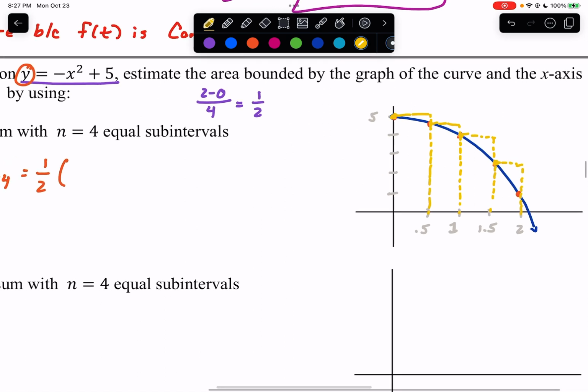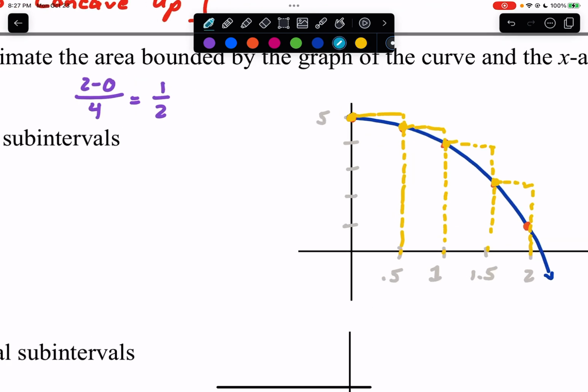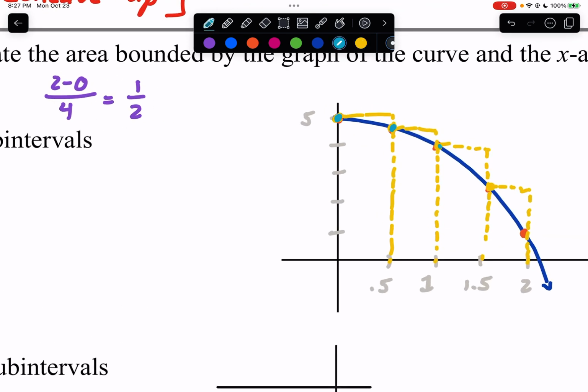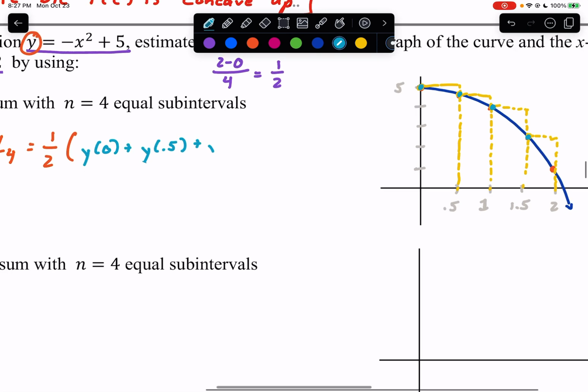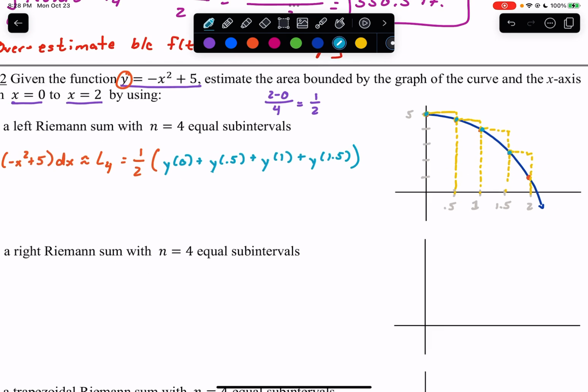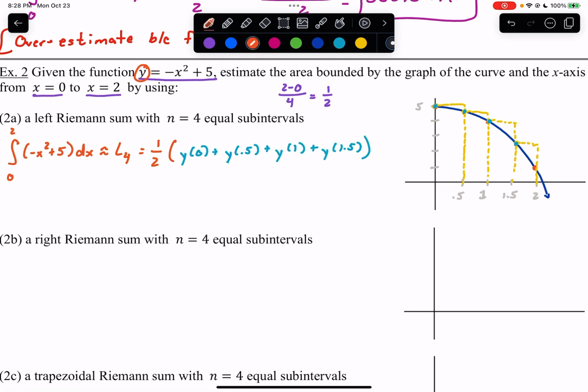So I need the height. Here, see if I can make these a little bit darker. The height at these 4 spots, because those are going to be the heights of the 4 rectangles. So basically, I need y of 0, and then I also need y of 0.5, and I need y of 1, and I need y of 1.5, but I do not need y of 2 for this. So some of those are going to be pretty easy. You can use your calculator to get these. Y of 0 is obviously 5, but y of 0.5 takes a little bit of work. You got to think about that one a little bit.